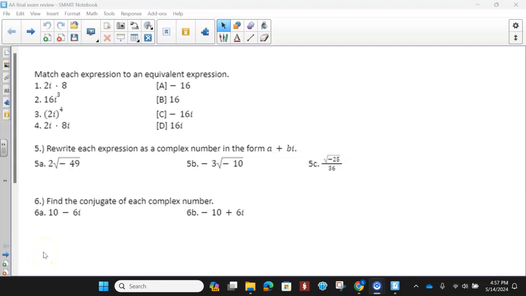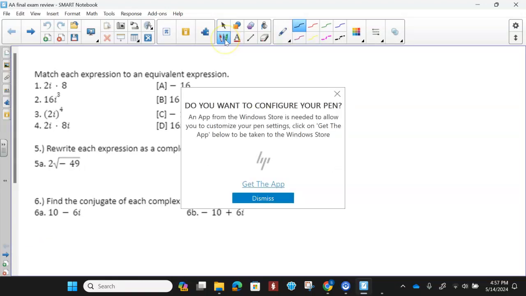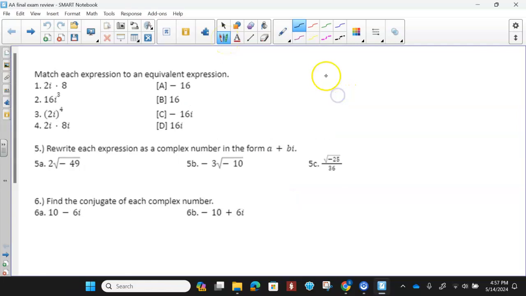Hey, also in this video for your final exam review, I'm going to go over numbers 1 through 19. So just a heads up, these are the numbers from the reviews that I'll be going over in this video. So like here, we're just matching our expression. So like this is just 2i times 8. Well, that's just 16i. So that's why number 1 is B.